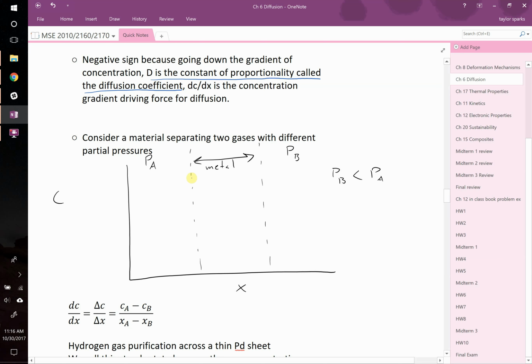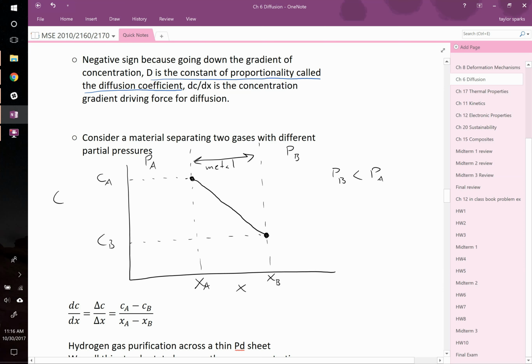So let's say that the concentration right here at this surface of dissolved gas in the metal, we'll call it Ca, right? And then over here, because it's a lower partial pressure, we'll say that concentration is just Cb. We'll call this point XA, and we'll call this point XB. Okay? Under steady state conditions, meaning that it's not changing with respect to time, the concentration in the sample itself, in the metal, will be linear. That will be linear, right?